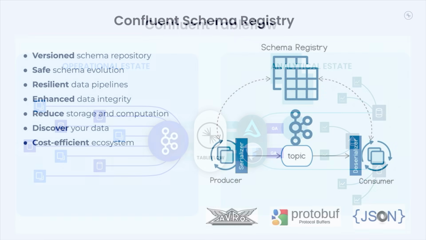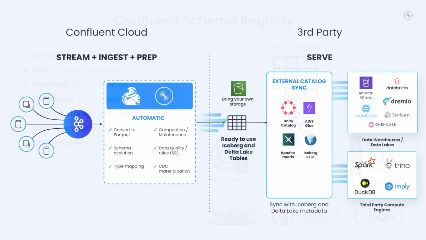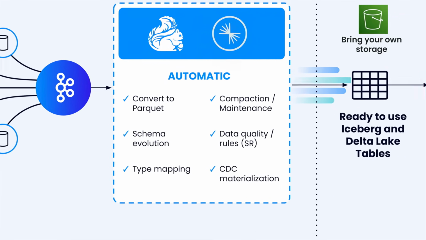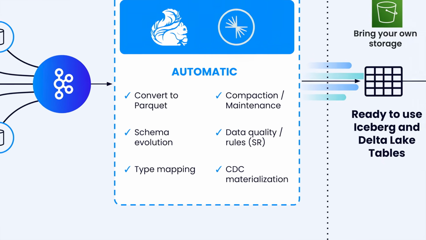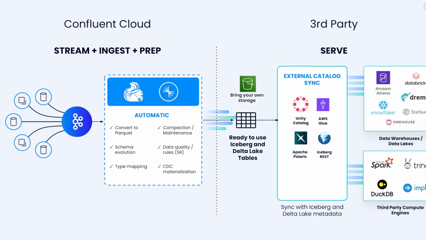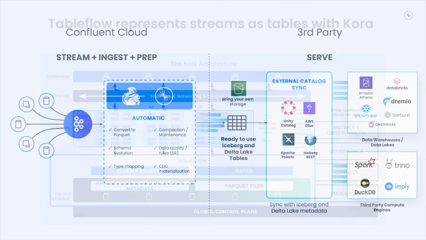Tableflow is tightly integrated with Confluent Schema Registry, so it has first-class schema management built in, supporting Avro, Protobuf, and JSON schema, as well as automatically schematizing incoming Kafka records, applying schema evolution according to your compatibility rules, and handling type mappings and conversions into Parquet and the underlying table formats. In practice, that means your tables inherit the same data contracts you've already defined at the stream layer. You don't have to rebuild those rules again in the lake.